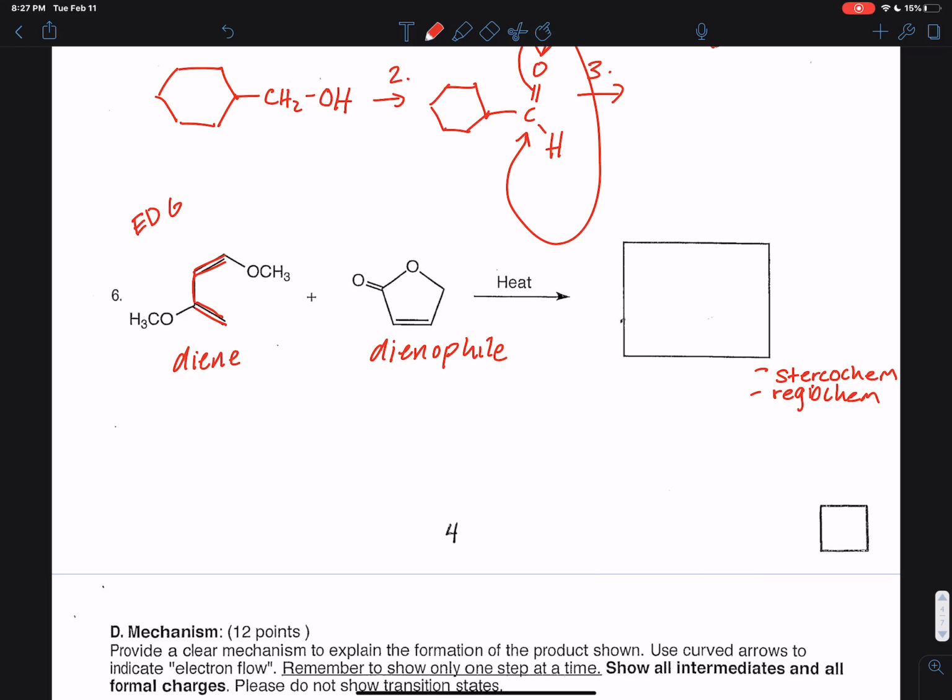So let's place our dienophile in the same kind of orientation. I like to put the double bond vertically, just like in our example previously, so you guys can see it better.